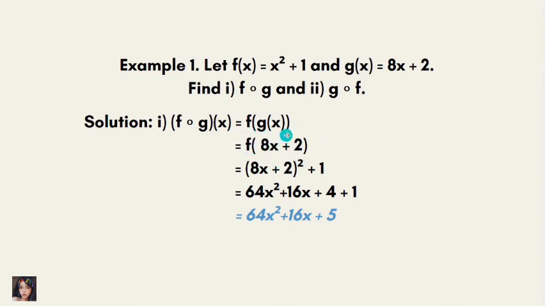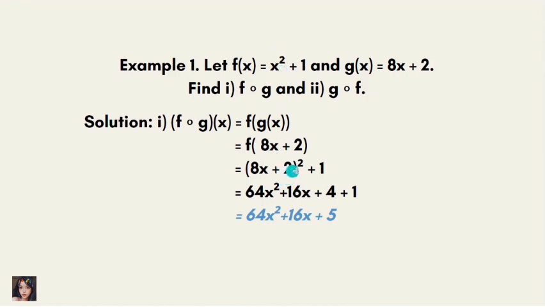So as you can see, the value of g of x is 8x plus 2, and then we will substitute here in f of x. The next thing that we are going to do is use the value of f of x, which is x squared plus 1. But we will replace the value of x with 8x plus 2, the value of our g of x. So as you can see, we have 8x plus 2 raised to 2, because from the value of our f of x.